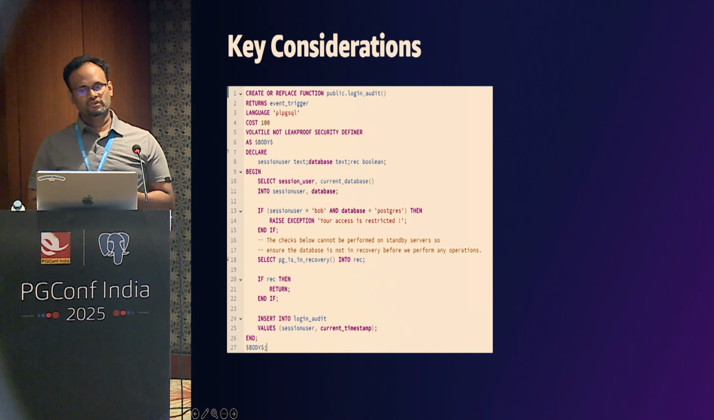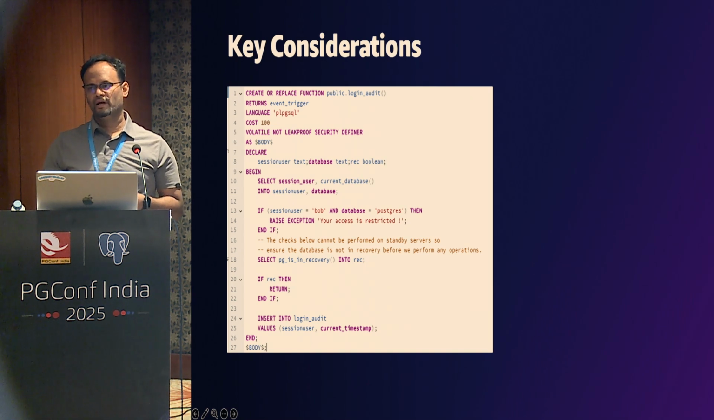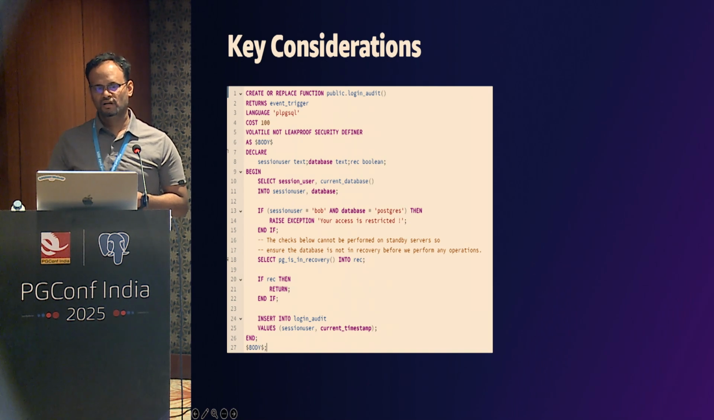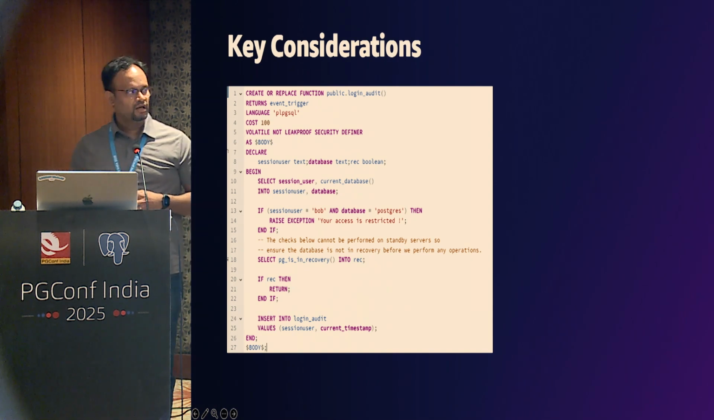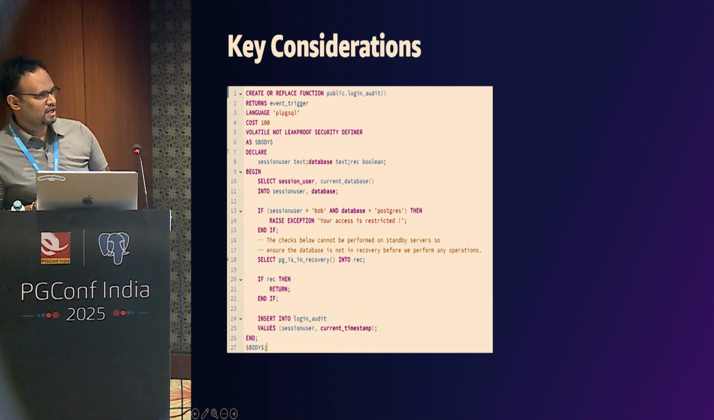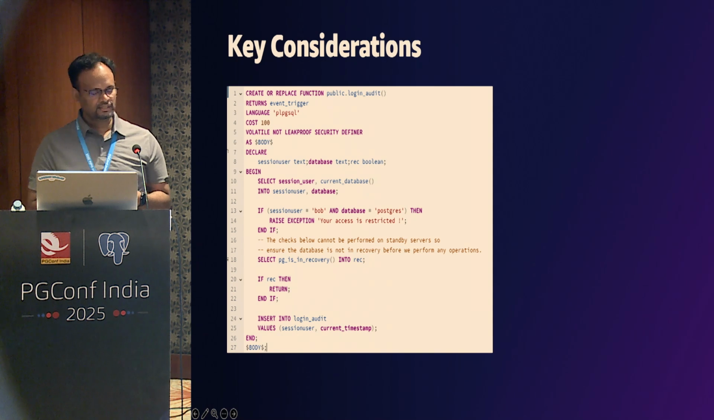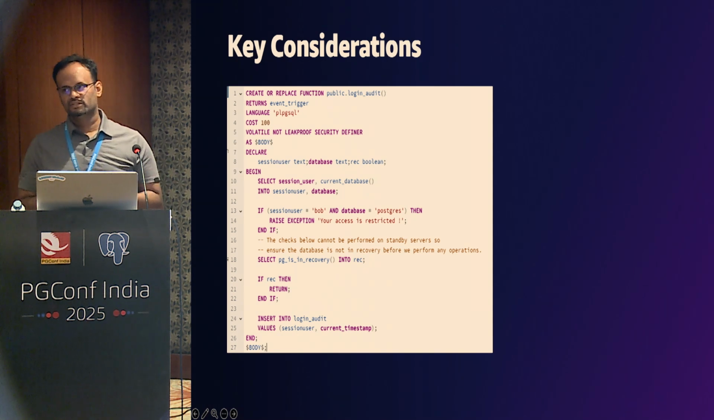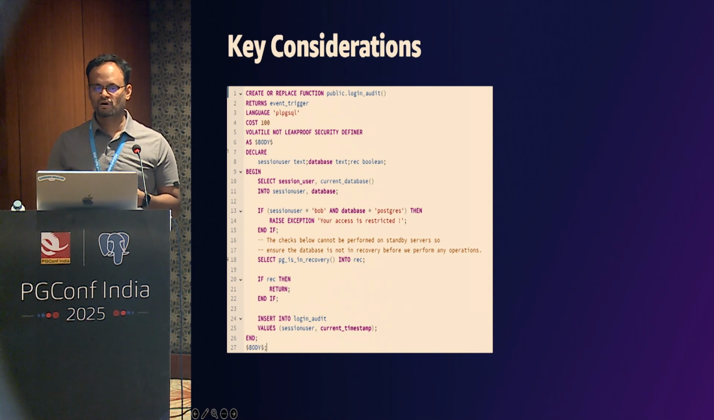Let's look at some of the key considerations that you need to keep in mind while designing your trigger functions. So in this example, whenever the user Bob tries to access the database Postgres, we restrict the access. In all other scenarios, we capture the entry into a log audit table.